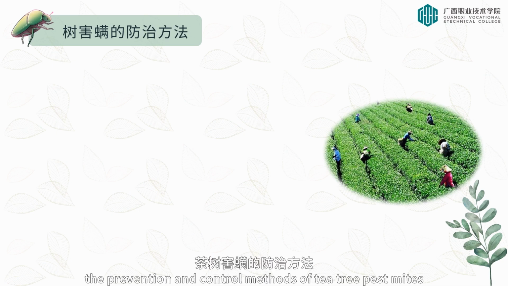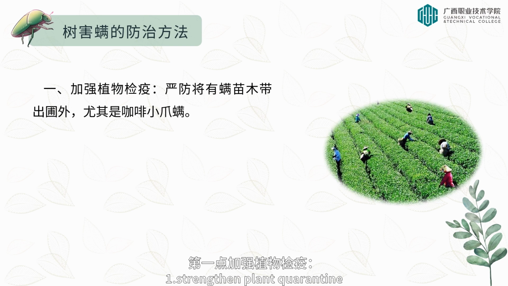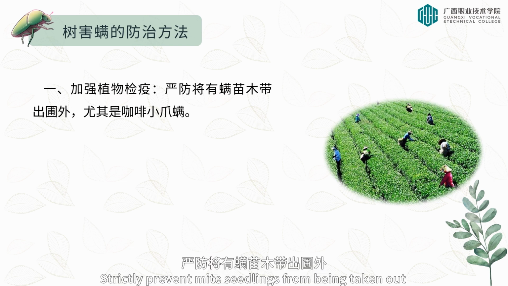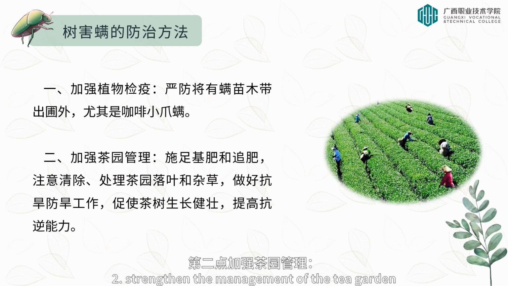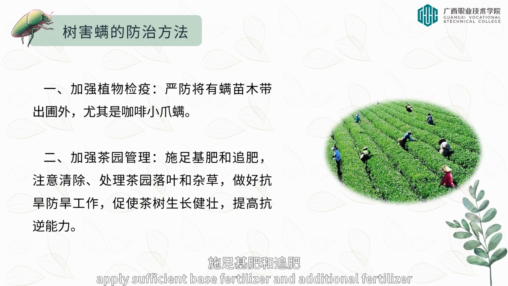Finally, let's learn about the prevention and control methods of tea tree pest mites. 1. Strengthen plant quarantine. Strictly prevent mite seedlings from being taken out of the garden, especially Oligonichus coffea. 2. Strengthen the management of the tea garden. Apply sufficient base fertilizer and additional fertilizer.